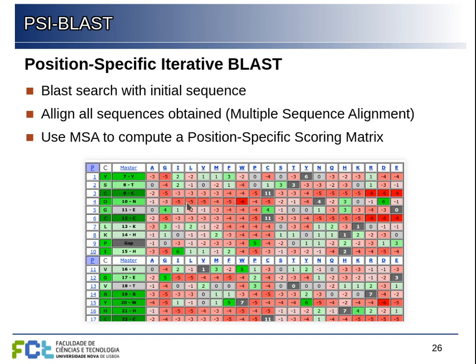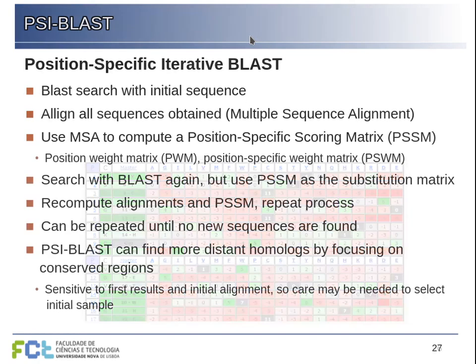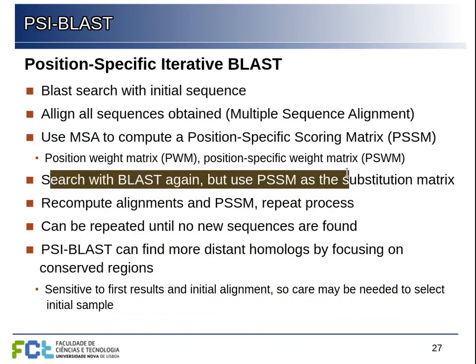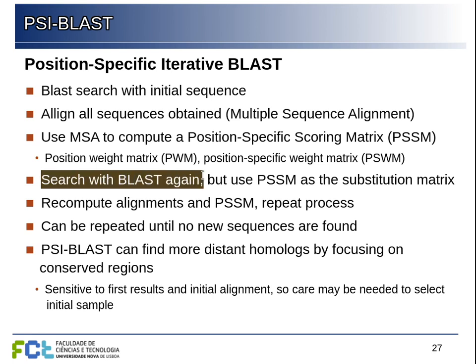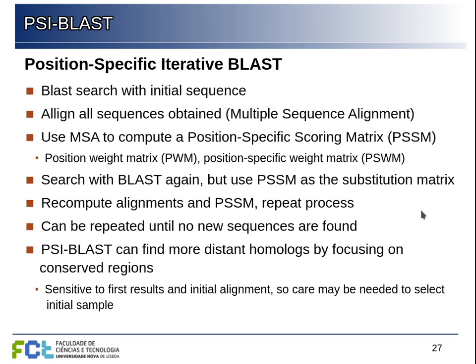The same thing for the second position, the third position, and so on. So basically now what we have is a set of substitution matrices, one for each position of this region of our query sequence. So now we're going to use these matrices to search again with BLAST, giving different weights to different substitutions in different positions of our sequence. We now obtain new results because we are repeating the BLAST search but with a different substitution matrix. Actually, this one is now dependent on the position.